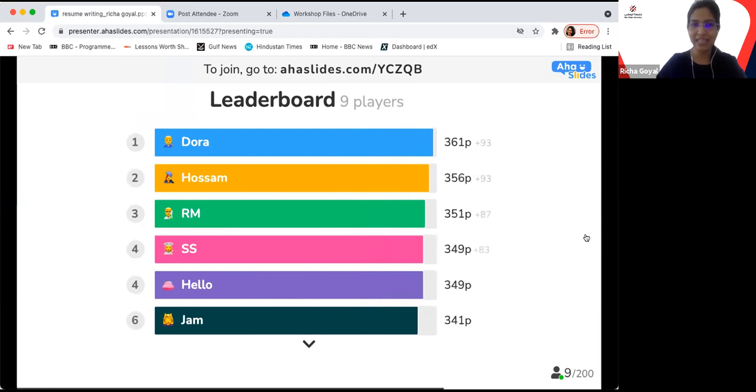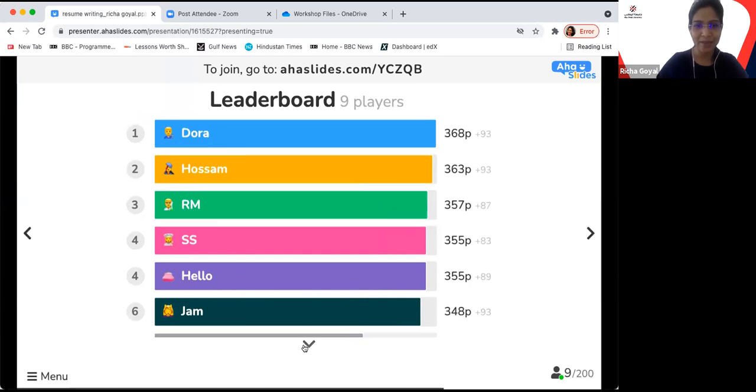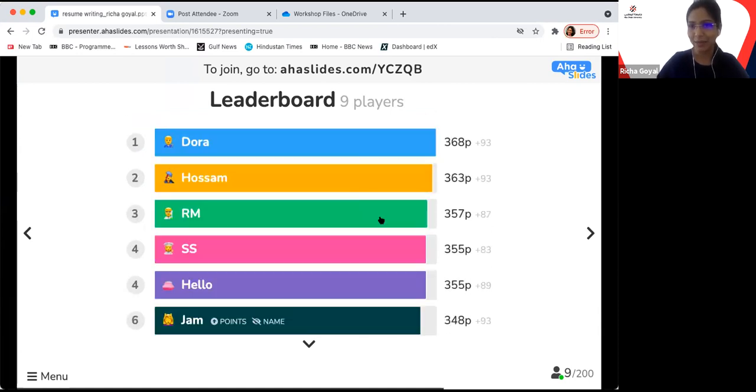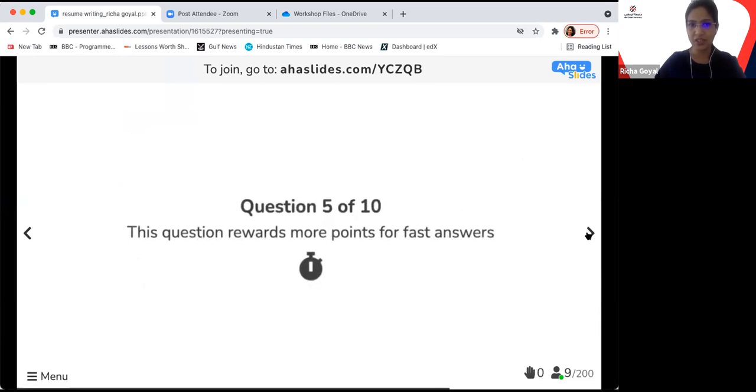Dora again, maintaining her position. The first three have maintained their position. Then we have SS, Hello, Jam, and SH, Anupma, and F. Okay, so Anupma and F are at the same position, 179 points. All right, so Dora and Hossam both gained 93 points because they answered it exactly in the same amount of time. All right, so let's move on to our fifth question.